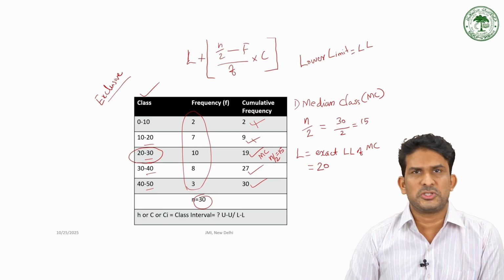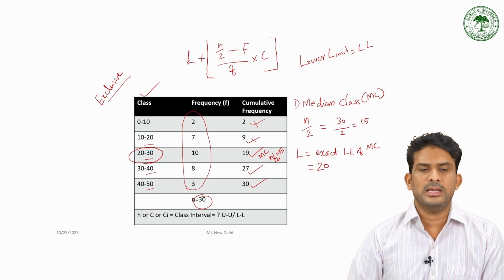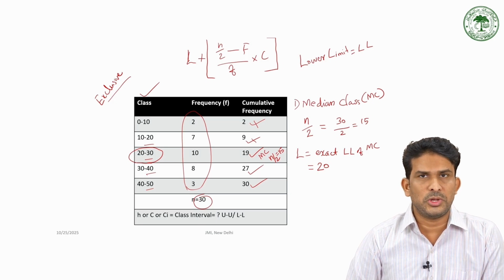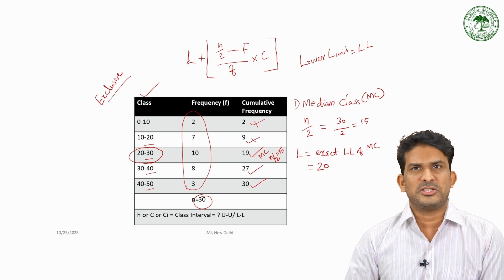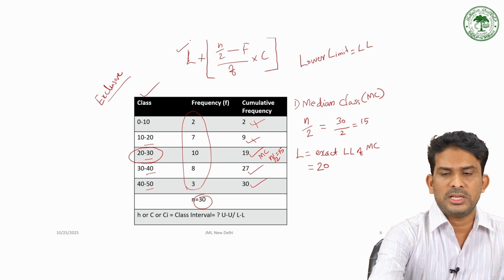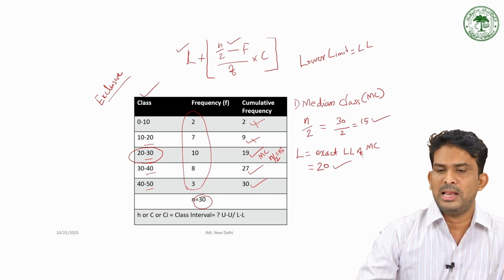If it is an inclusive distribution, we will discuss it in the next example. Here in the exclusive distribution, we can see that 20, the lower limit itself, is the exact lower limit of the median class. Now L we got, and N by 2 we have already calculated: N by 2 is 15.